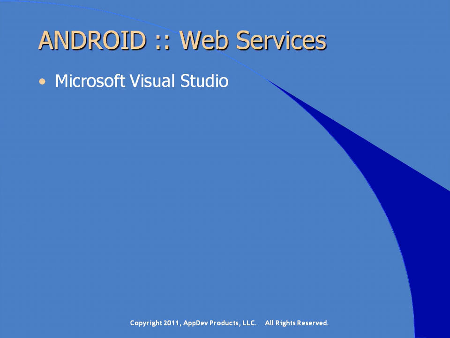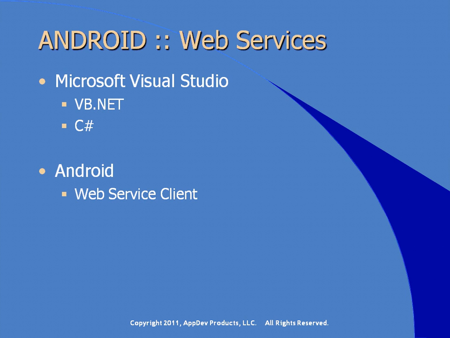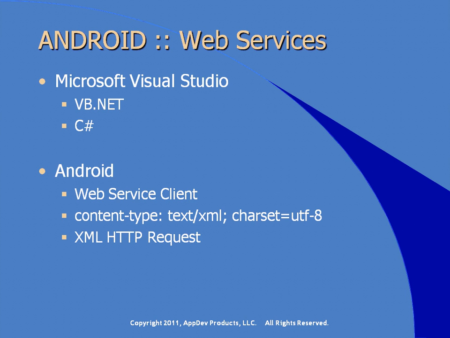So for example, we'll start off by using Microsoft Visual Studio to develop the web service. That includes VB.NET, C#, and the user interface will be Android. A couple things to keep in mind. It's the web service client. We will specify in the header for the HTTP request that the content type is text/XML and that the character set is UTF-8. And that's important because some SOAP headers require UTF-8.